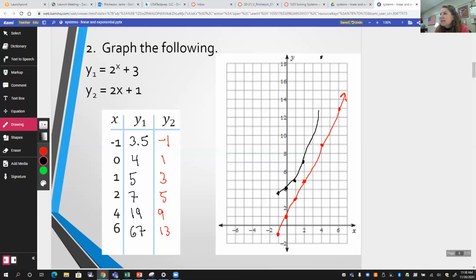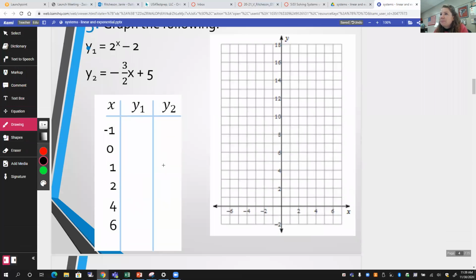So what do you think, guys? Will these lines ever intersect? No, they will not. So that means this system of equations has no solution. All right. Let's look at what you guys got for number 3.